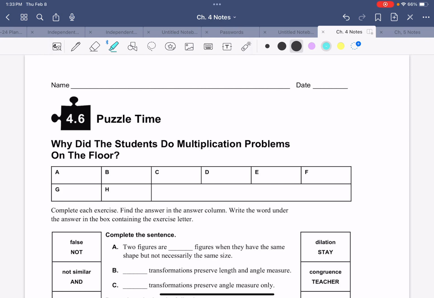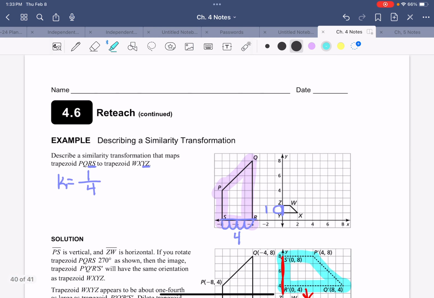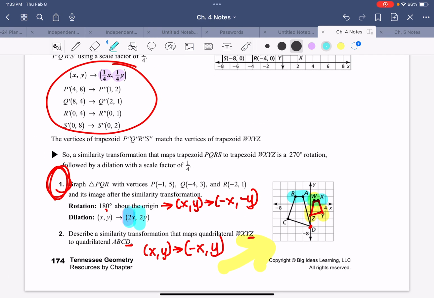Hey, that was a short lesson. Yes. So now you have 4.6. It's Friday. I want you to work on this. If you have any questions, you can hit me up on Remind. If I'm available, I will answer them.